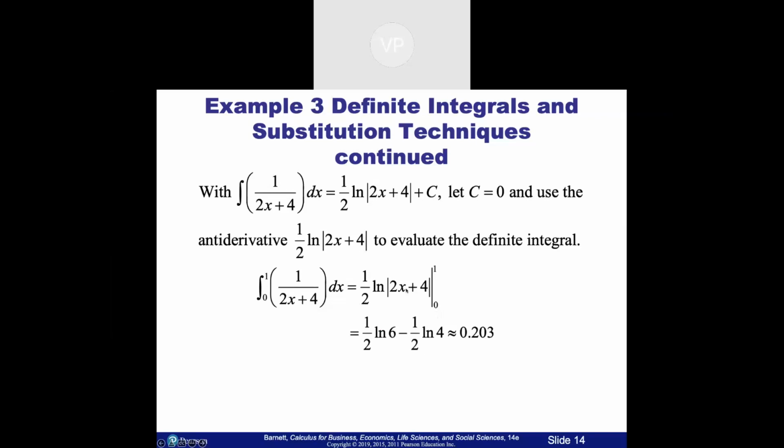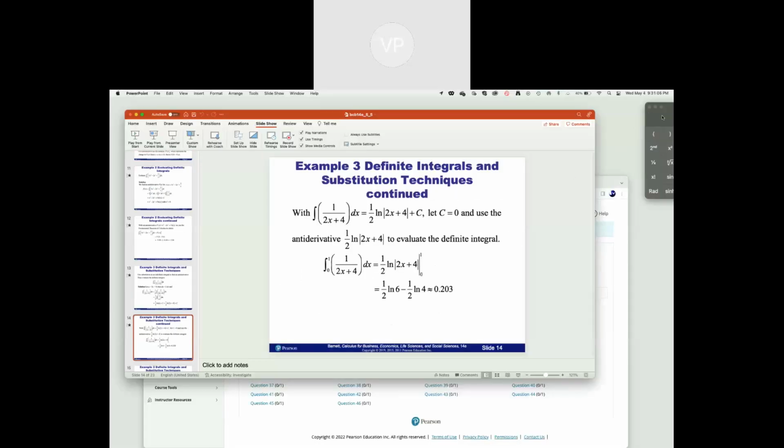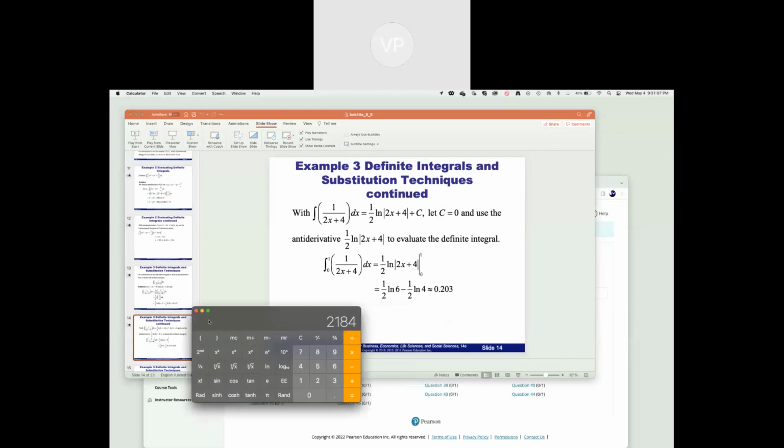1/2 natural log of 1 times 2 plus 4, that's natural log of 6. Subtract what you get when you plug in 0, which is 1/2 natural log of 4. Then you calculate those, and you come up with this 0.203. And if you're not sure, let me just make sure everyone's on board with how I got that. So right here, natural log of 6. And then we divide that by 2 or multiply by half. That's what this front number would be right here.